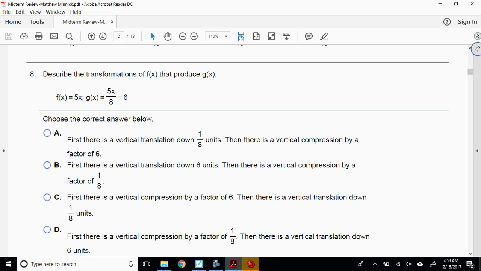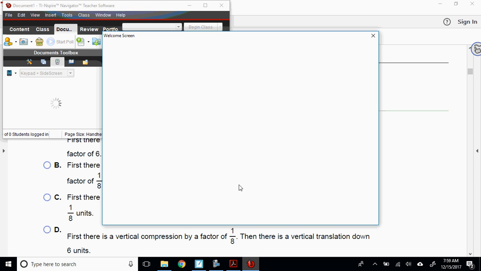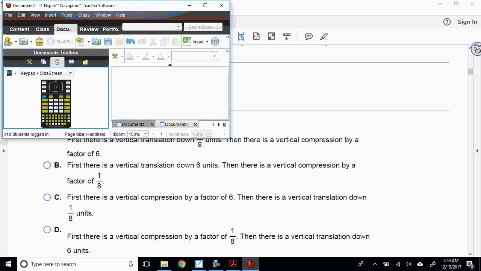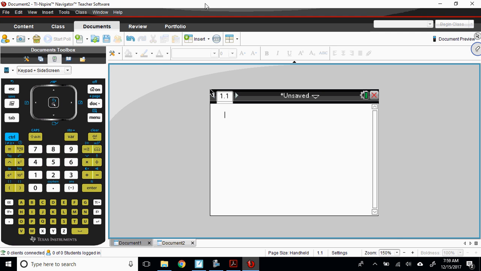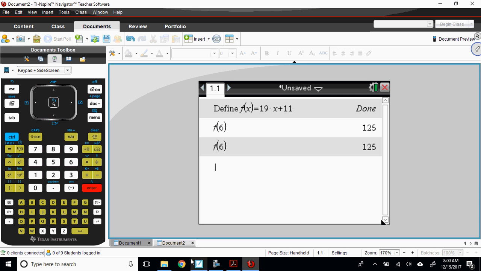Okay. Let's see if my calculator has loaded yet. Probably not. It's getting there. So back to number 6, and I would like to go into a little bit more detail and show you more along the lines of what you're going to see. Number 6, we had f of x. So I'm going to just type define f of x as 19x plus 11. And then to evaluate that, I'm just going to type f of 6, and press enter, and there it is, 125.